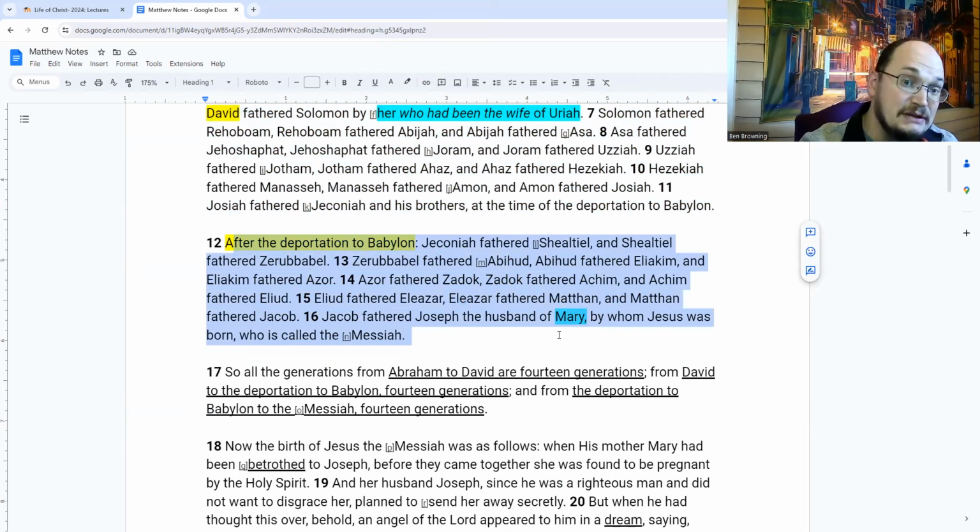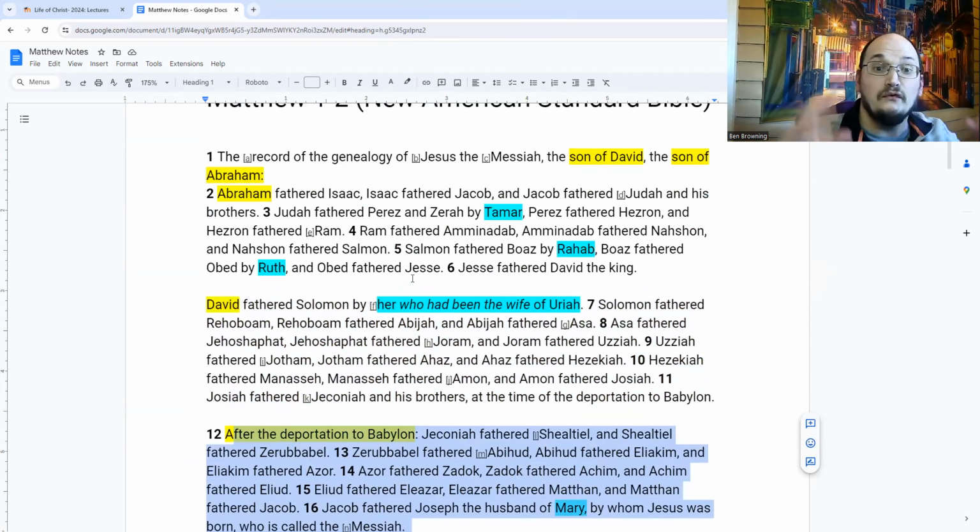So you have a symmetry here. 14, 14, 14. He's making it a very easy way for you to flesh that out and say, all right, 14 generations, 14 generations, 14 generations. So there's a symmetry being found here. From this generation to this generation, this generation to this generation, this generation to this generation.